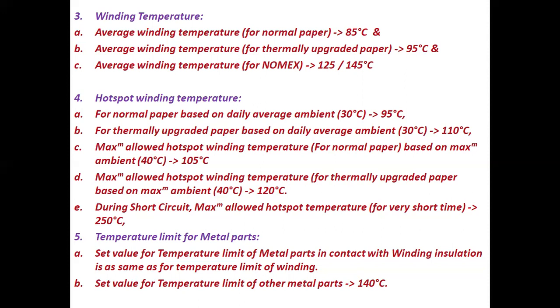Temperature limit for metal parts. A, set value of temperature limit of metal parts in contact with winding insulation is the same as the temperature limit of winding. B, set value for temperature limit of other metal parts 140 degrees centigrade.